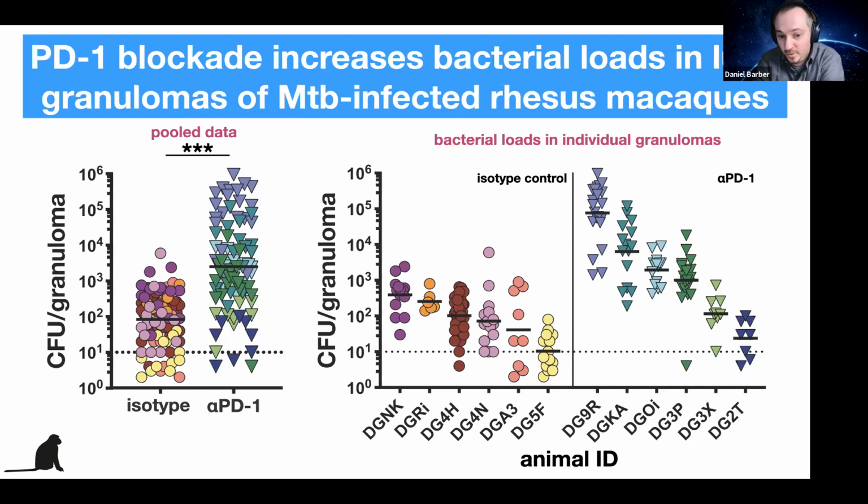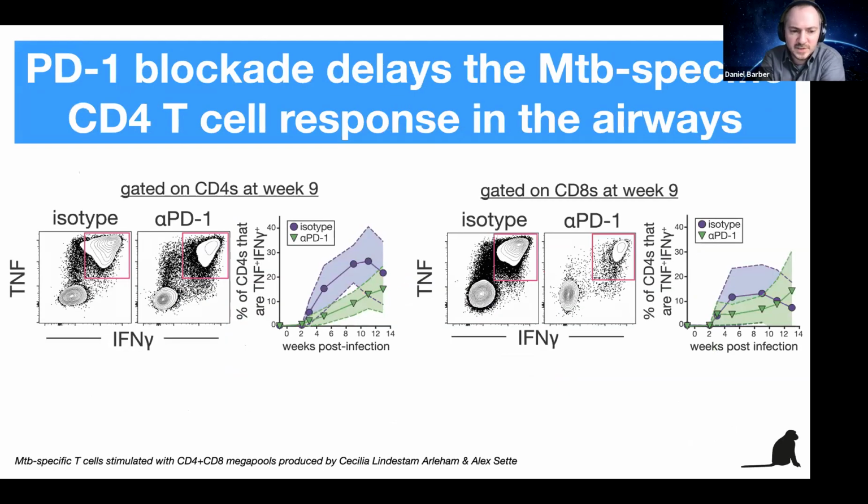Now, we're never really going to know why in the macaques PD-1 blockade made the bacterial loads go high, but we did a series of experiments to try and look at what happened to the immune response in these animals, to see what correlated with this, what PD-1 was doing and what changed when we blocked it. And so first we looked at the kinetics of the antigen-specific CD4 and CD8 T cell response. CD4 is on the left and the CD8 is on the right.